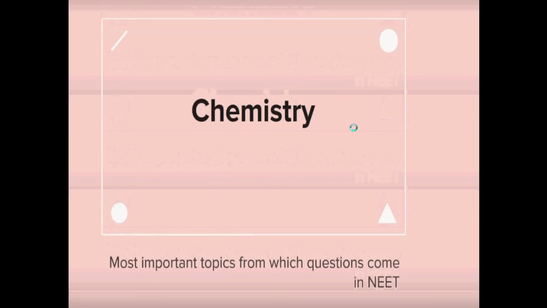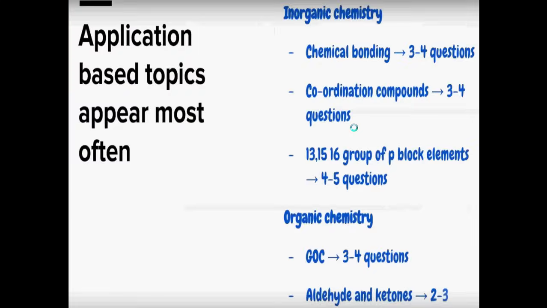Let's talk about chemistry now. In inorganic chemistry, just go through chemical bonding because 3 to 4 questions will be asked from this chapter. For coordination compounds, it will be 3 to 4 questions, and for the 13, 15 and 16 groups of p-block elements, 4 to 5 questions will definitely be asked, and those will be direct from the NCERT books. Then for organic chemistry, go with the name reactions, alcohol, carboxylic acid, which will be asked for 3 to 4 questions, and aldehydes and ketones will be asked for 2 to 3 questions.